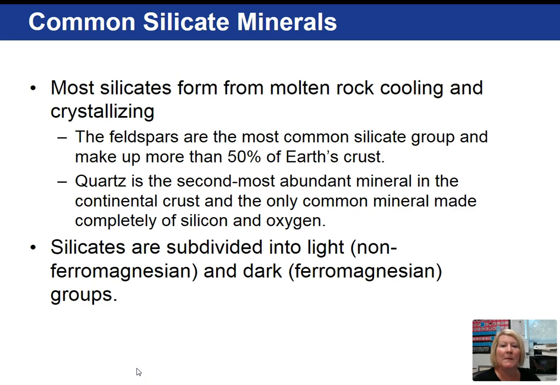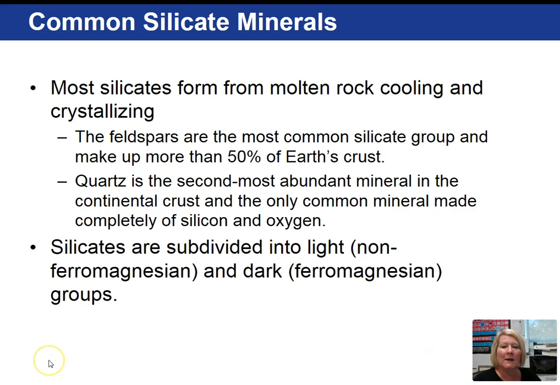So most silicate minerals form as magma cools, so they're igneous in nature. And the feldspars are the most common silicate group, making up more than 50% of the Earth's crust, followed by quartz, which is the 2nd most abundant mineral in the crust, continental crust that is.